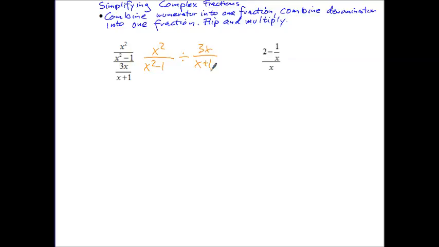Okay, and next we're going to factor them fully. So we get x squared over, and yet again we have a difference of perfect squares here, our good old friend, and that tells us we get x minus 1 times x plus 1, divided by 3x over x plus 1.